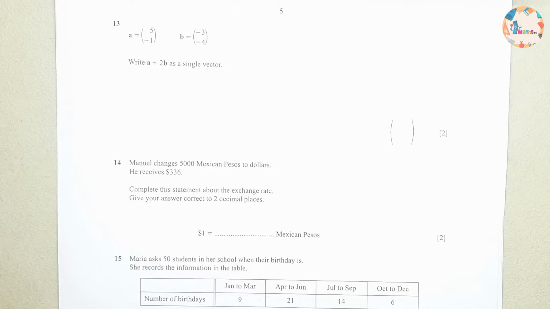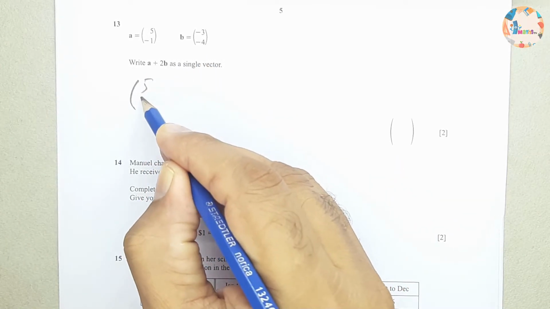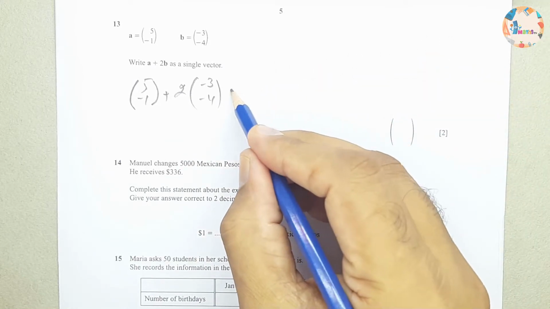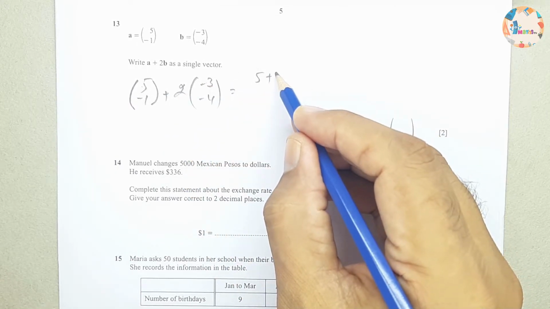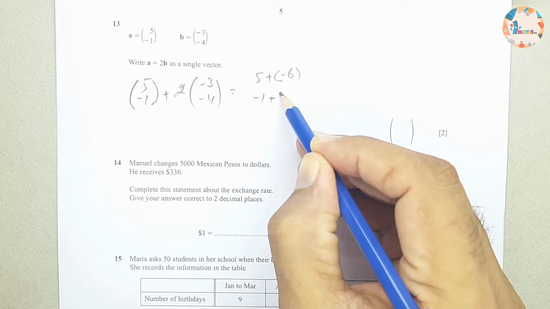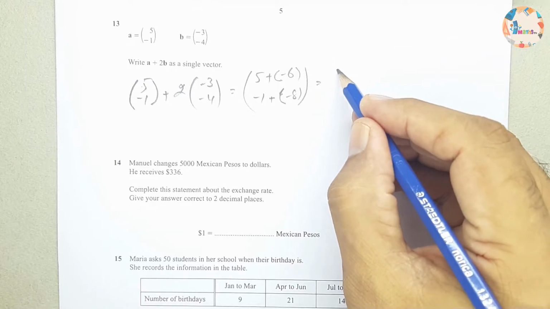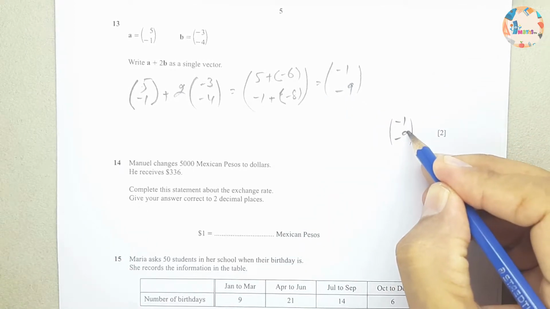Question number 13 is a matrix question. A, B, 2 matrices are given, and we have to find A plus 2B as a single vector. So A plus 2B, A is 5 and minus 1, plus 2, and B is minus 3 and minus 4. Now we have to add: 5 plus 2 into minus 3 will be minus 6. So we write minus 6 like this, and minus 1 plus 2 into minus 4 will be minus 8, and this will be minus 1 and this one will be minus 9. So our answer will be minus 1 and minus 9.